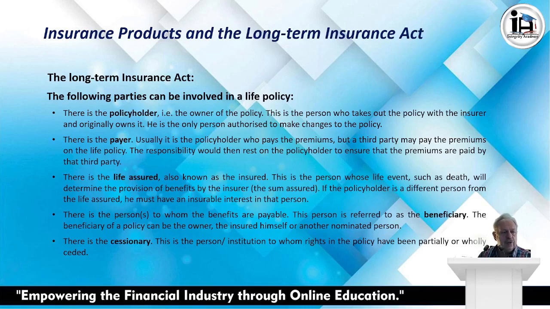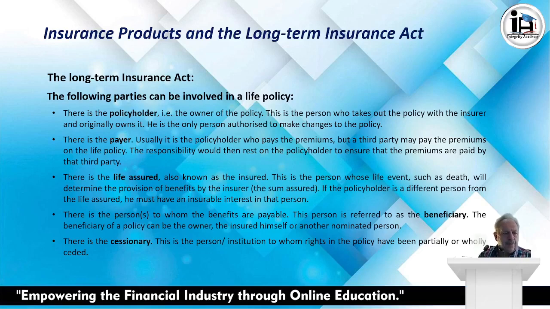There is also the life assured, also known as the insured. This is the person whose life event, such as a death, will determine the provision of benefits by the insurer, which is the sum assured. If the policy holder is a different person from the life assured, he must have an insurable interest in that person. We have discussed insurable interest earlier.